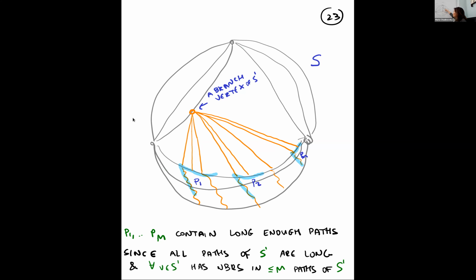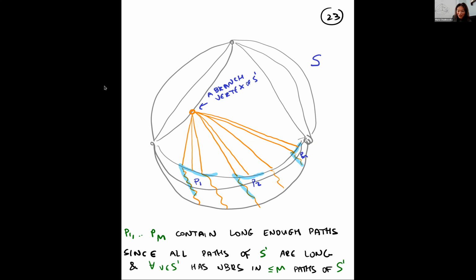For example, I know that no vertex has neighbors on many paths. So this is meant to be a picture of that. The gray thing is the KK stone, the cleaned up KK stone I started with. Now, here is a branch vertex of the new stone. So this guy starts many orange paths. And I know they're not spread all over the gray stone, because he doesn't have neighbors on many parts of the gray stone. So they all start roughly in the same place. They all start in this one path of the gray stone.